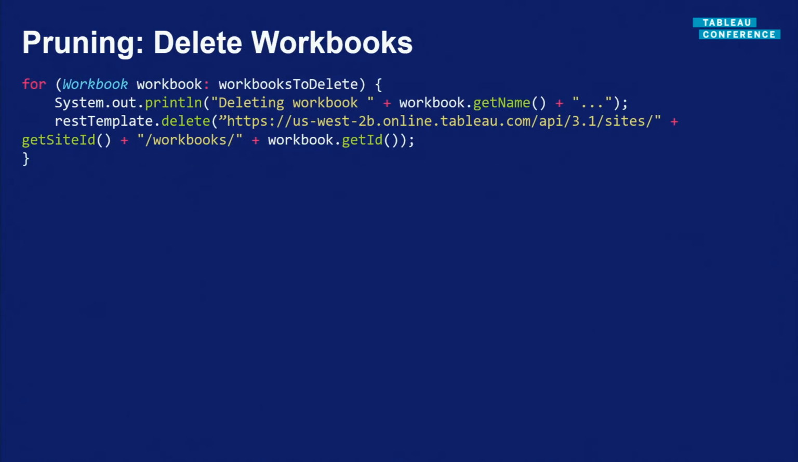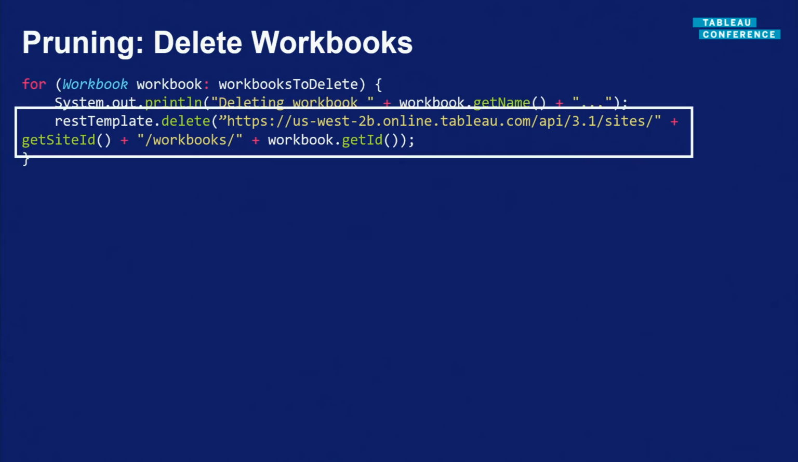So back to our example. Now that we have all of our list of workbooks to delete, we simply iterate through that list and make a delete call to the site workbooks endpoint to remove the workbook.